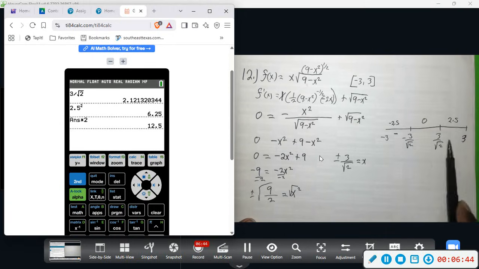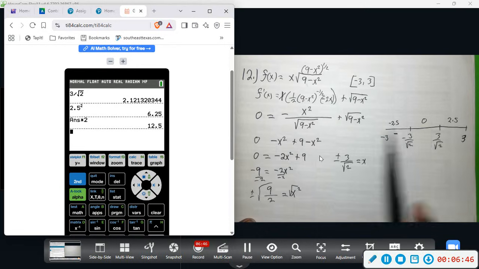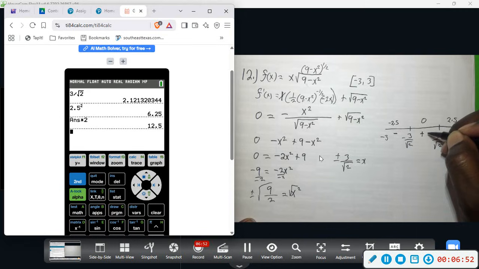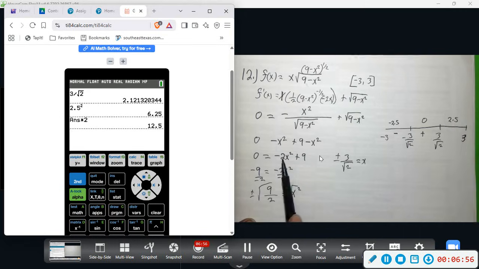And then between these two, we're going to plug in a 0. So if I plug in 0 here, this whole term zeroes out, and we're just left with a +9. So this section is positive. And then since I picked the same number, 2.5, it'll go negative, and then -12 plus 9 will still be negative.